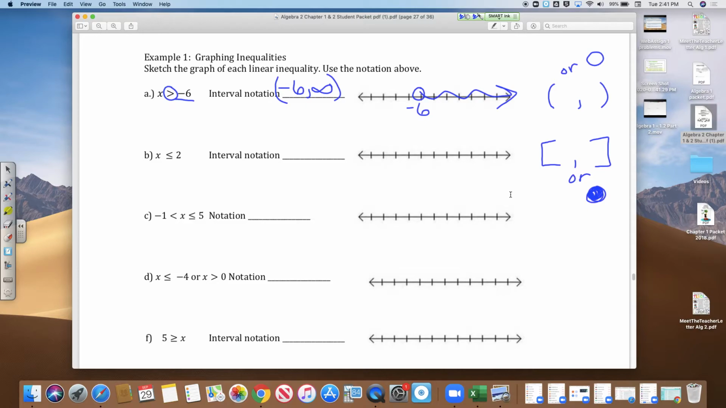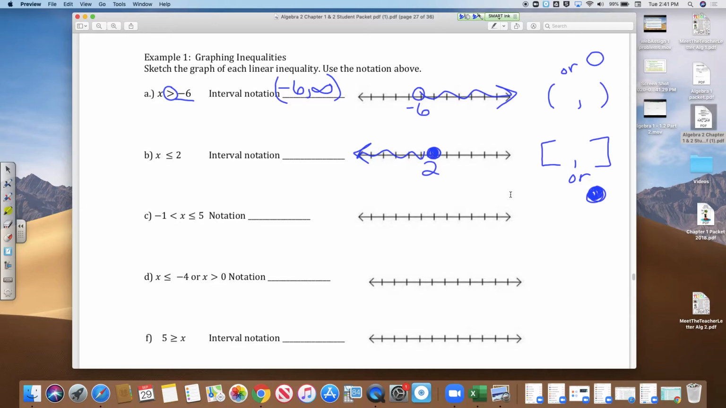The next one, x is less than or equal to 2. All I need is 2 on here. This is a closed circle because this is a solution since it's less than or equal to. Anything less than or equal to 2 would be to the left. So here's the graph. Now I'm going to come back to the interval notation. So I like to match my interval notation with the graph.